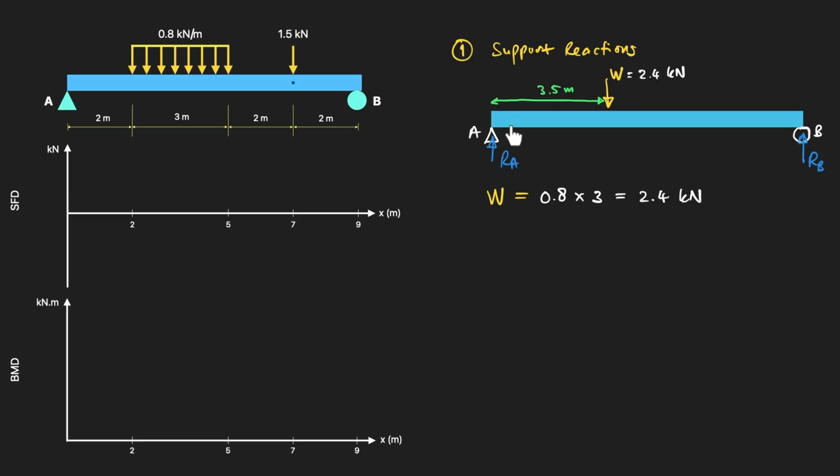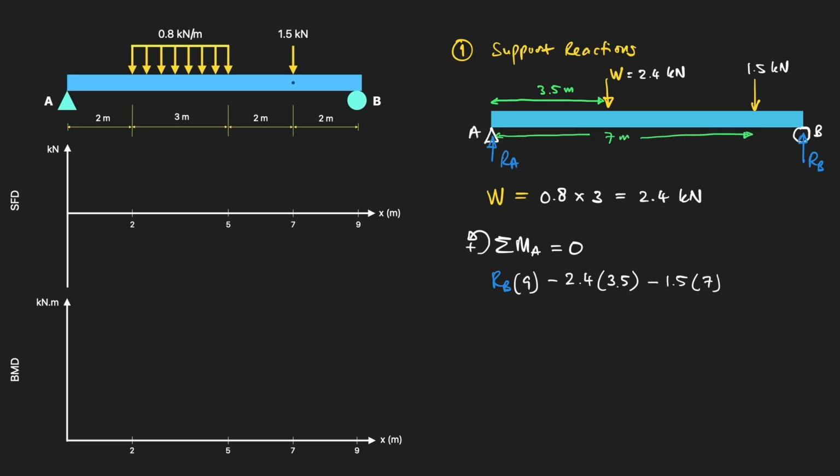Now, sum of moments about A, counterclockwise positive, equals 0. Let's build this term by term. RB acts upward at B, 9 meters from A, so it rotates the beam counterclockwise about A: positive RB times 9. The 2.4 kilonewton distributed load resultant W at 3.5 meters from A is clockwise about A, so minus 2.4 times 3.5. And the 1.5 kilonewton point load downward at 7 meters from A is also clockwise: minus 1.5 times 7 equals 0.